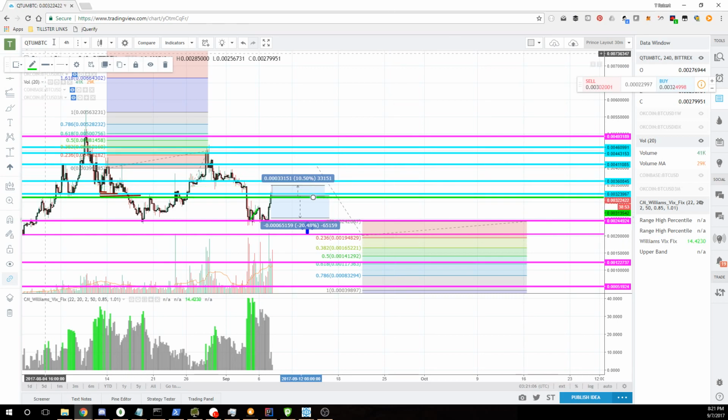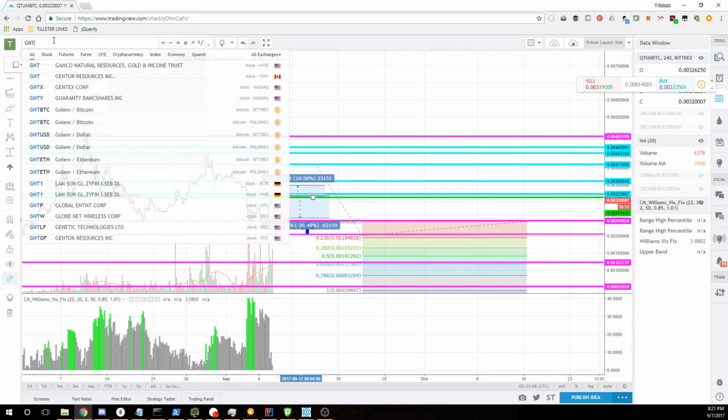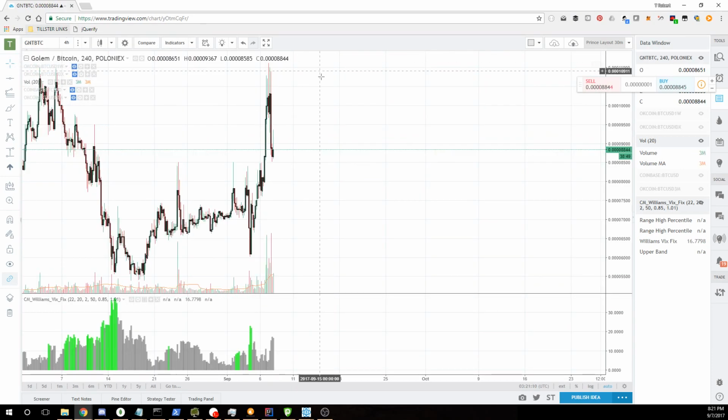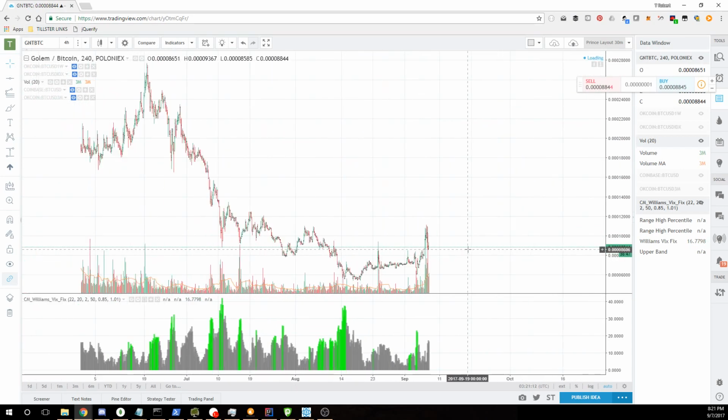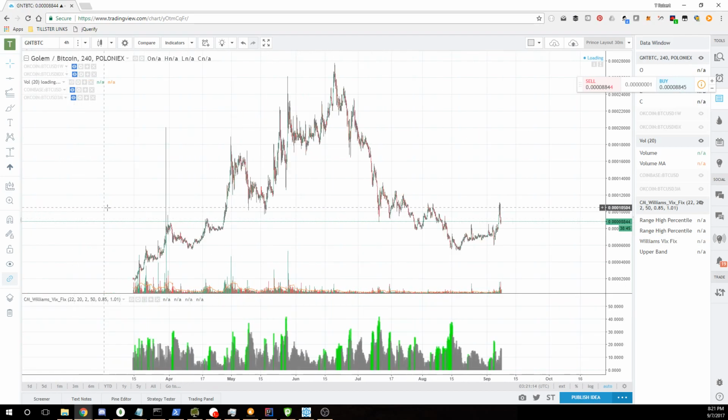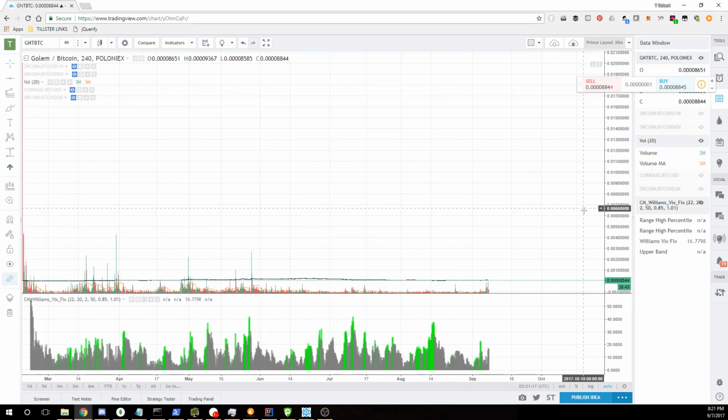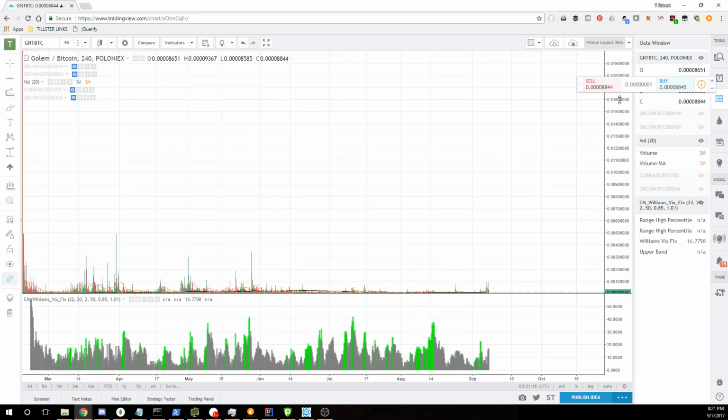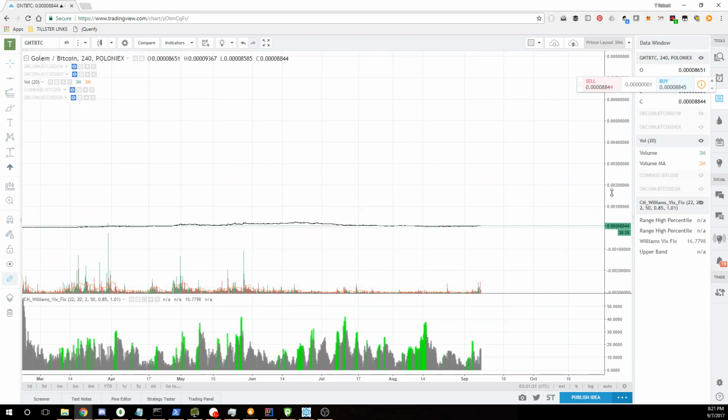Golem. I think I just bought Golem today. GNT. I think I did. I'm almost certain I did. Yeah, and here's why I bought Golem today. Once again, it's the same pattern that all these coins follow. It's no different. It really doesn't change.